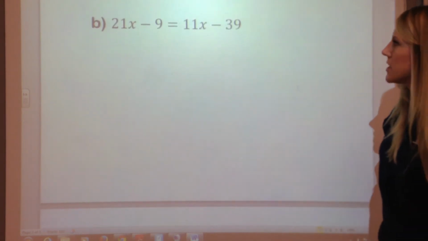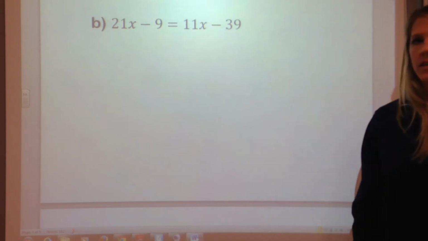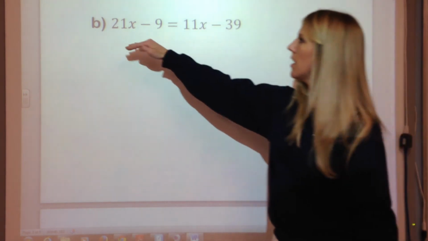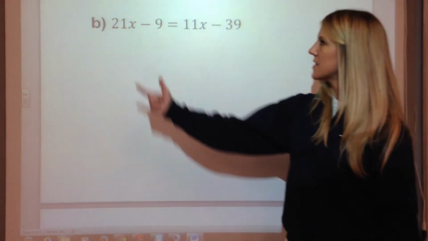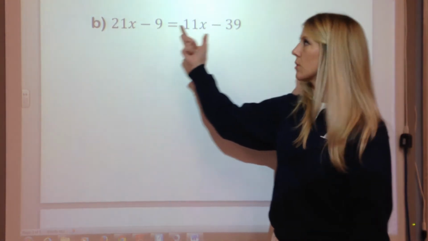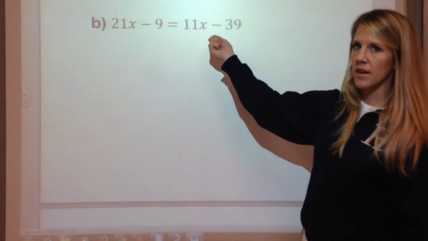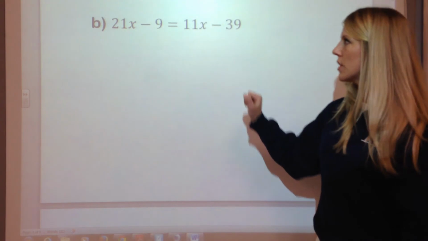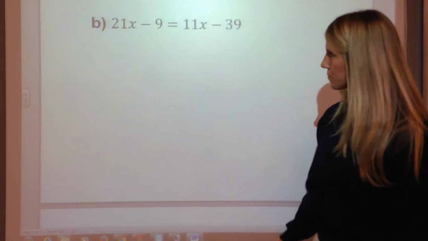So 21x minus 9 equals 11x minus 39. Again, hopefully right off the bat, you notice I've got a variable on the left side and the right side of the equal sign. Can I simplify the left side? No, not like terms. Cannot simplify the right side either because they are not like terms. So what's the goal? Variable to one side, numbers to the other. So let's start moving.